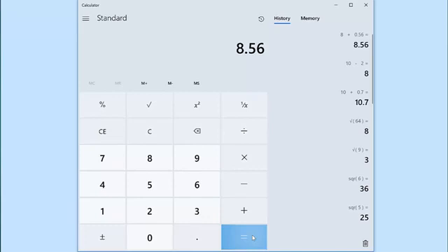Calculators can be a lot of fun. They just take a little bit of practice. Happy computing.